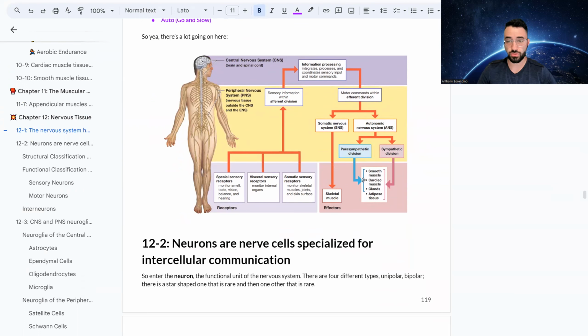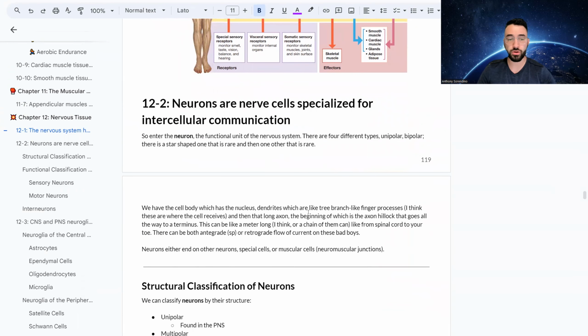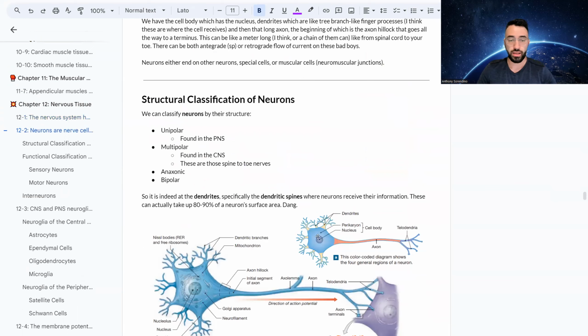So yeah, you have to drill down pretty deep to get to the parasympathetic and sympathetic division, which I feel like you hear a lot about. All right, so now we're going to go right into neurons, which is the basic functional unit of the nervous system. And here's a picture.